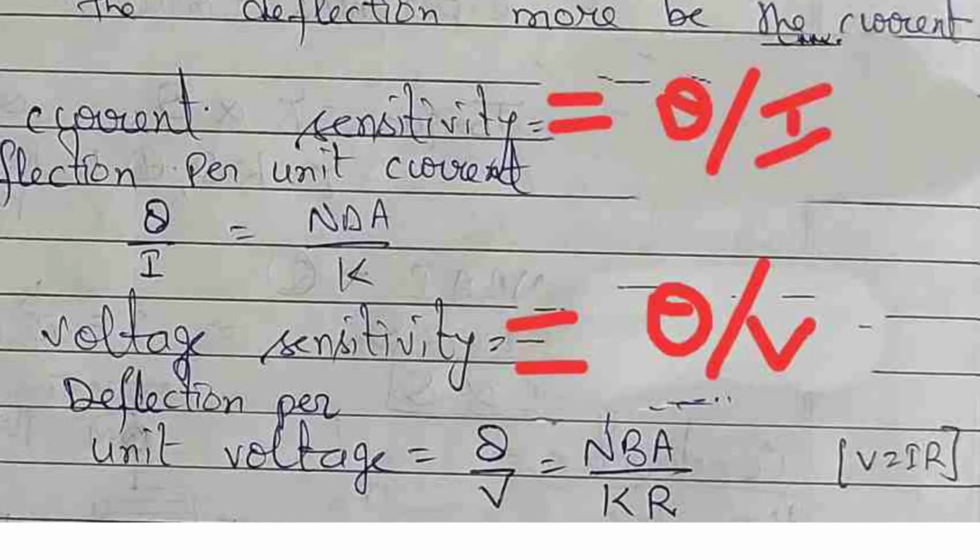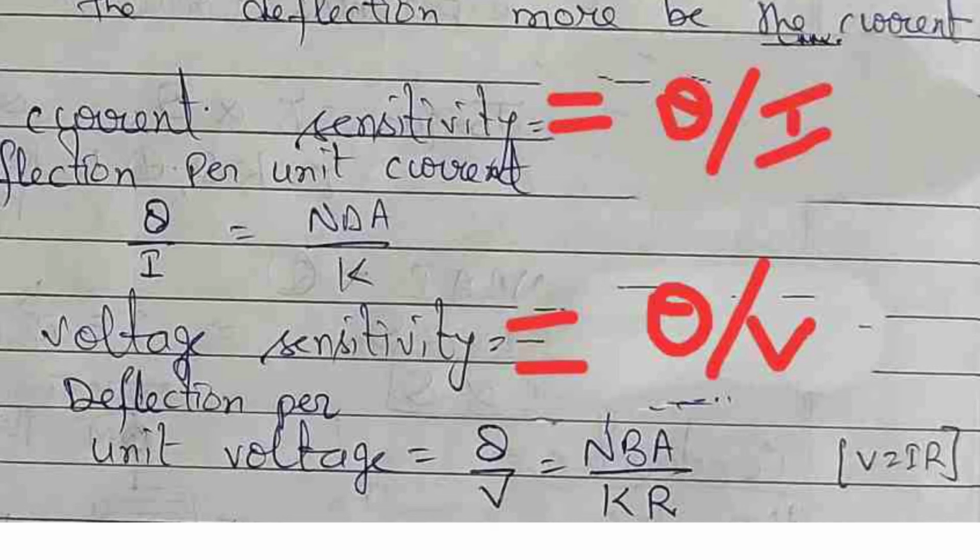Let us discuss the current sensitivity and voltage sensitivity. Current sensitivity means the deflection per unit current, and voltage sensitivity means the deflection per unit voltage. For more current sensitivity, a small current should give a large deflection, and for more voltage sensitivity, a small voltage should give more deflection.